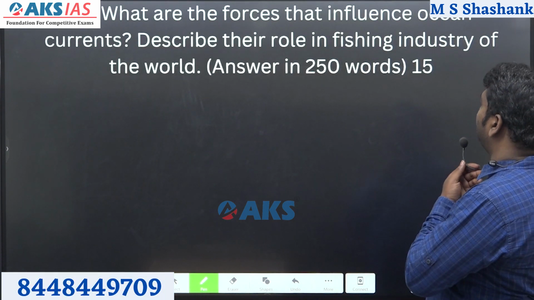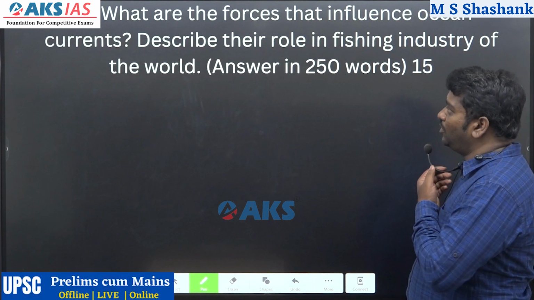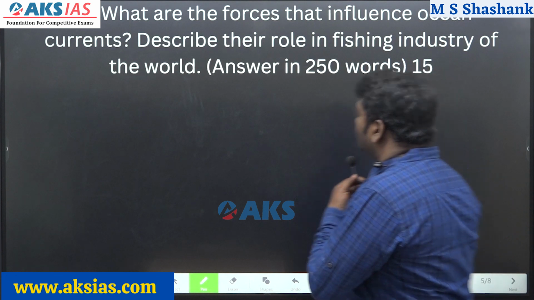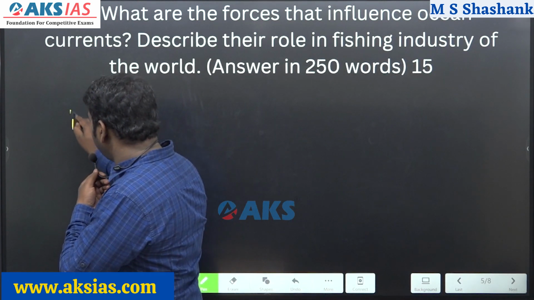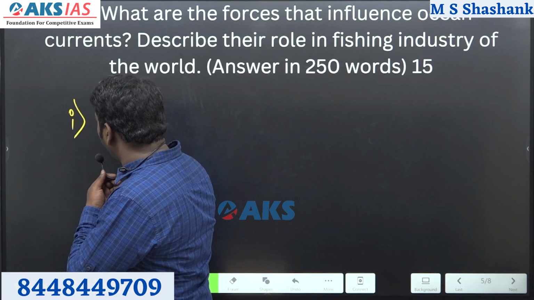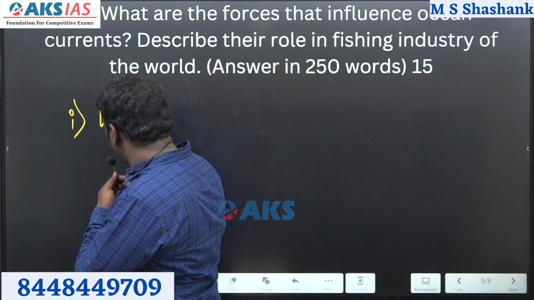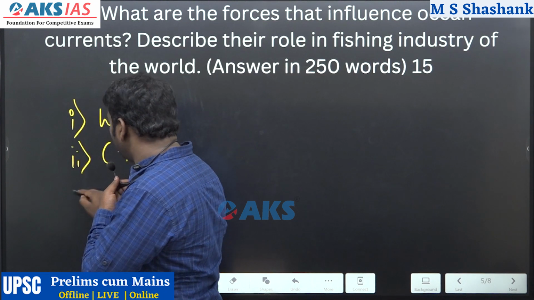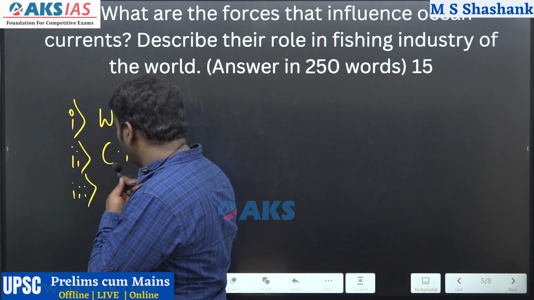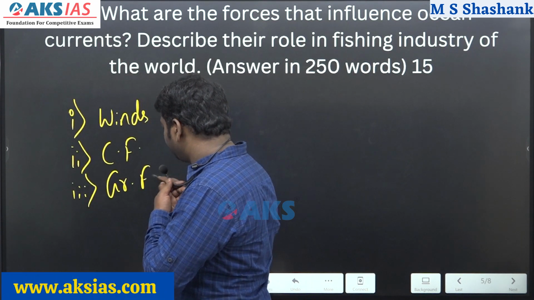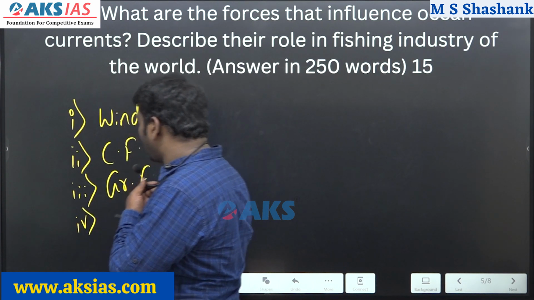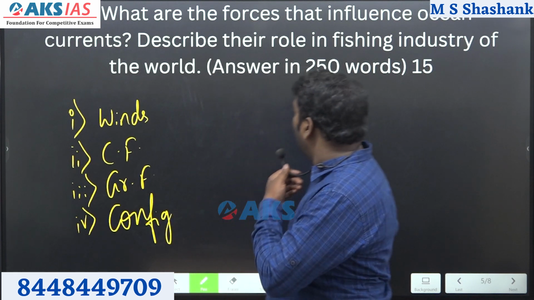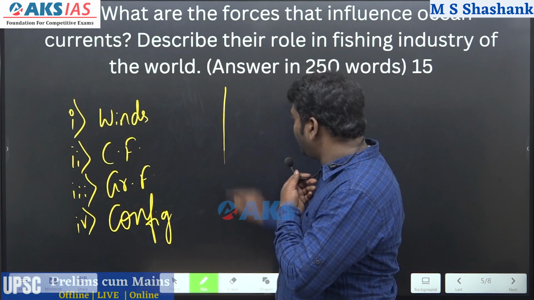What are the forces that influence ocean currents? This is like, every year mandatorily UPSC is asking this question regularly. So quickly, if I see, first important thing is winds. Planetary winds are responsible. Second factor is like Coriolis force. Third is like gravitational force. Fourth, I need to talk a little bit about configuration of coastlines as well. And then I'm going to talk about fishing.